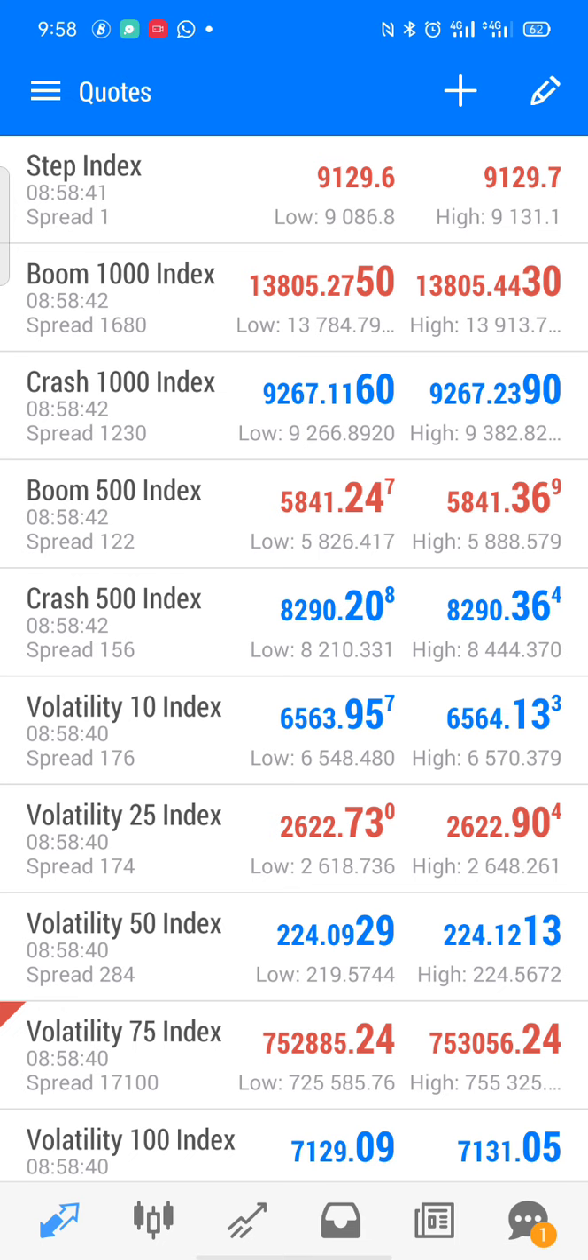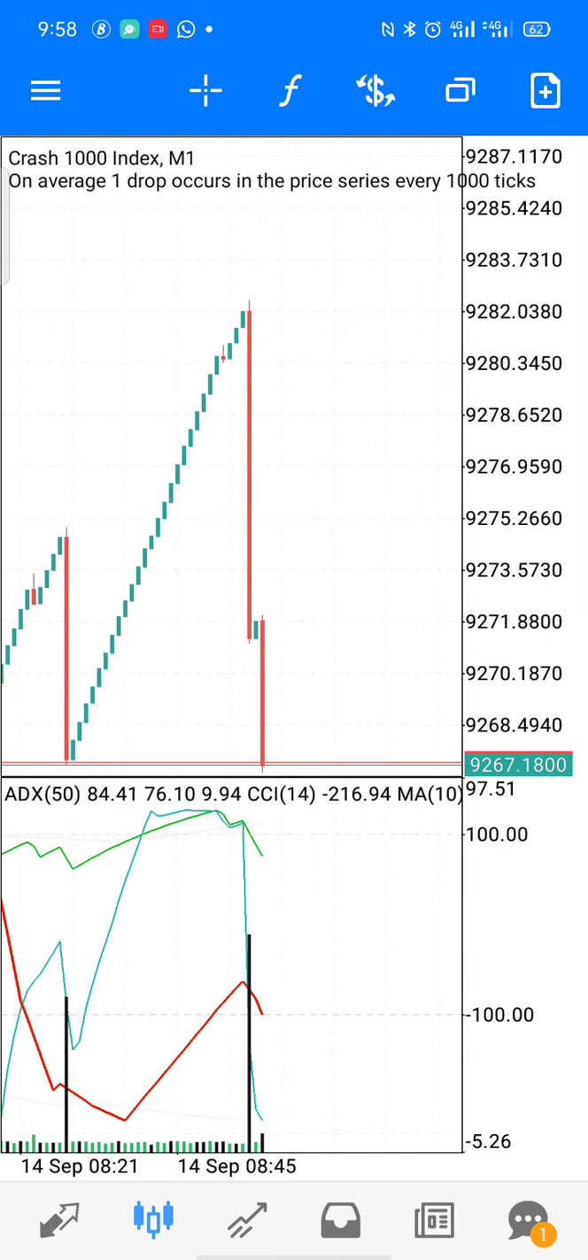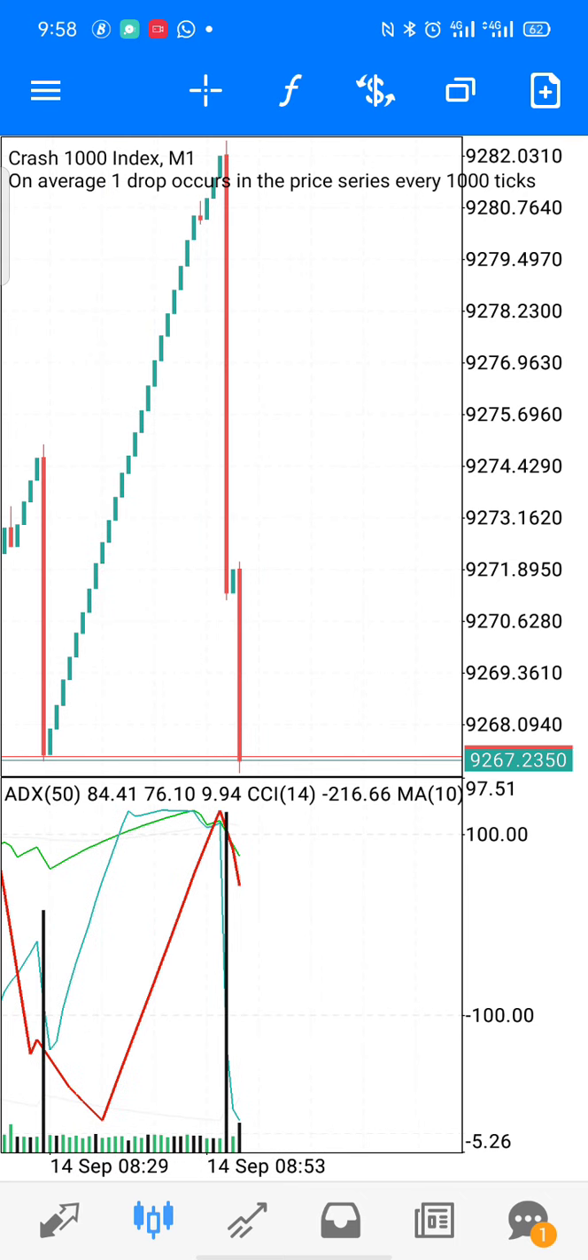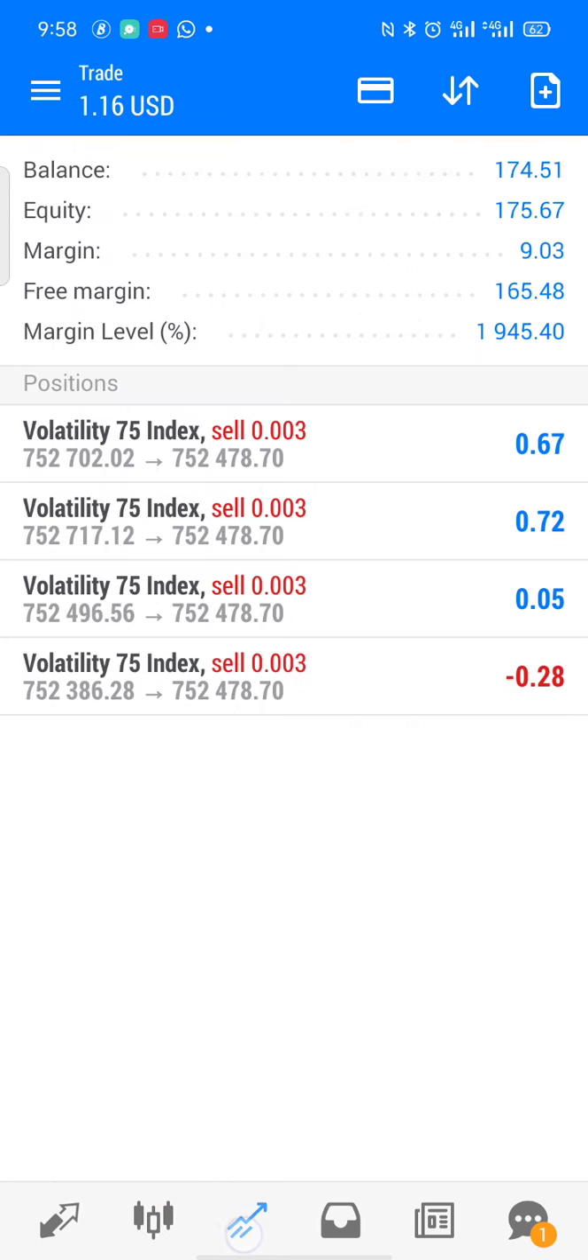Let me check out Crash 1000 whether it gave another spike. Whoa, guys, you can see it gave another spike just after the black. I didn't see this, guys. I didn't see the black bar. I would have waited. So it gave another spike, but we missed that.